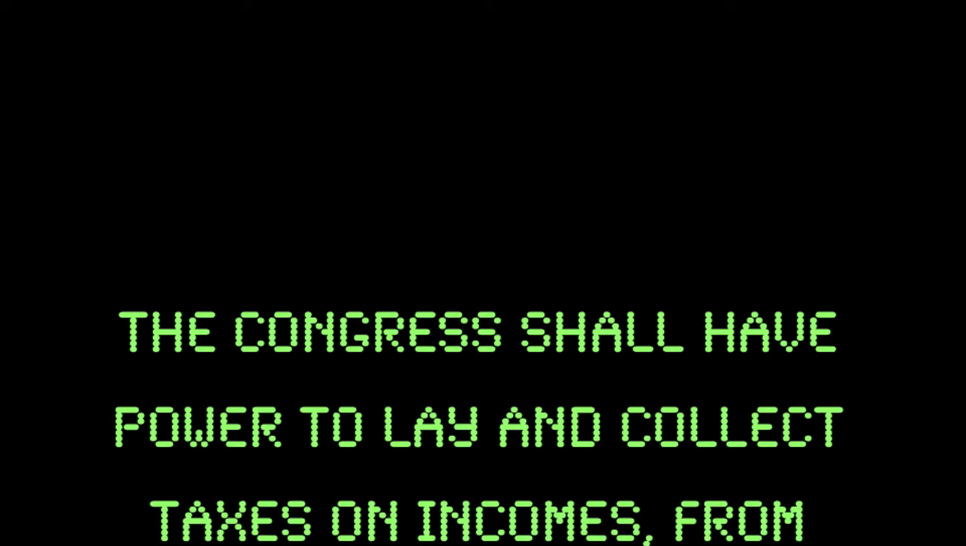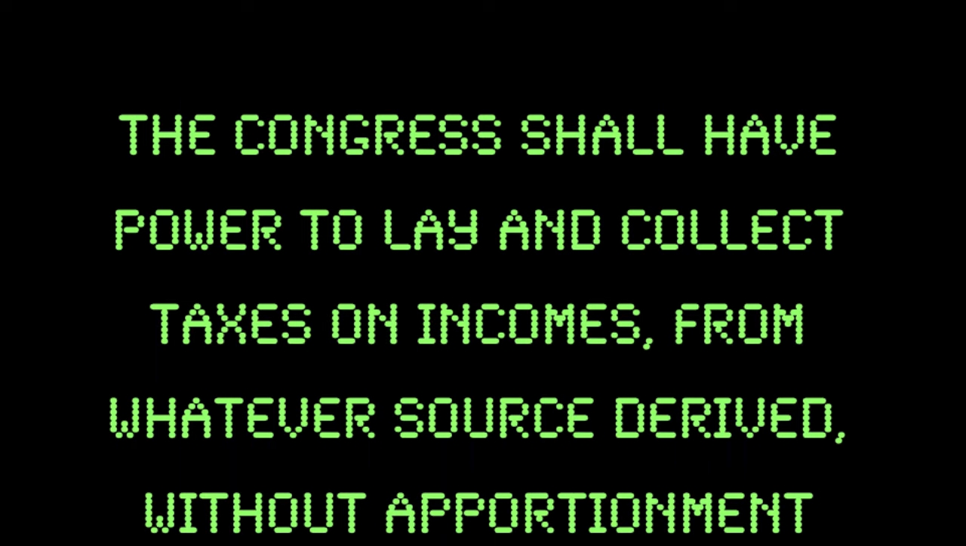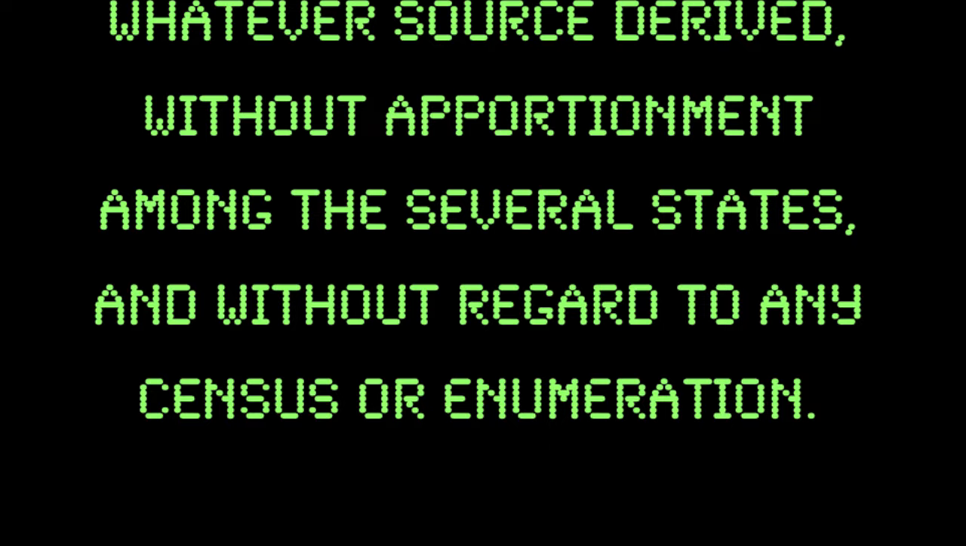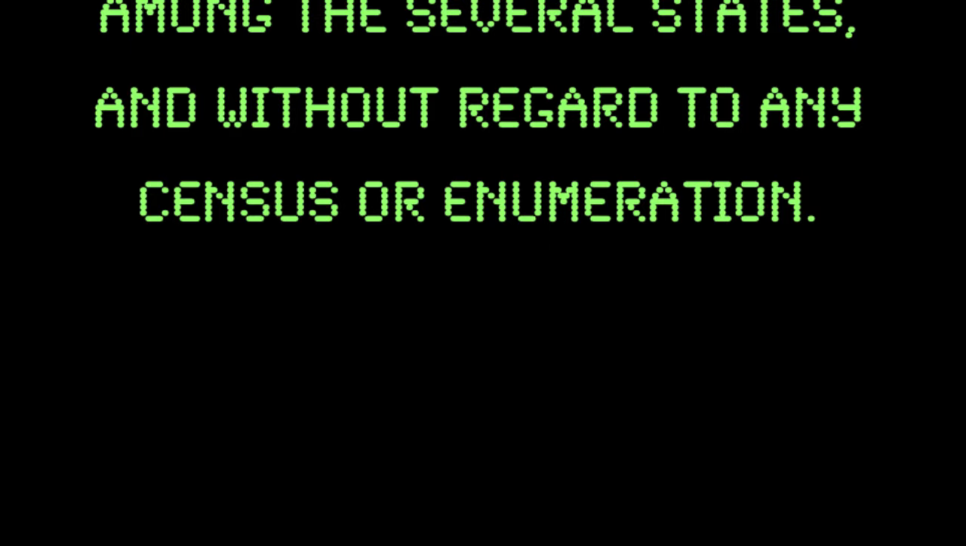Words are important. Let's put them on the screen. Maestro, a little bit of music. The 16th Amendment. The Congress shall have power to lay and collect taxes on incomes from whatever source derived, without apportionment amongst the several states, and without regard to any census or enumeration. So that's the 16th Amendment.